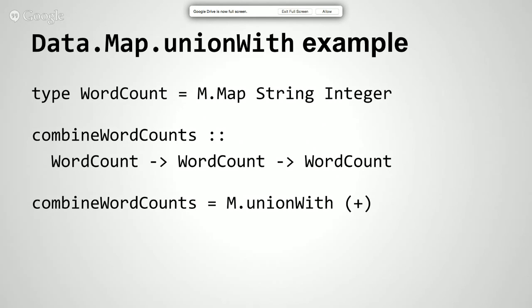So, here's an example of unionWith, where you have a word count. I'm just using a type synonym: WordCount is a map of strings to integers. Let's say you're doing some kind of map reduce, and obviously you want to union the two sets. If you've seen 3 instances of the word "the" in the first set and 5 instances in the second set, then when you combine them, you say 3 plus 5, that's 8 instances. So that's an example.